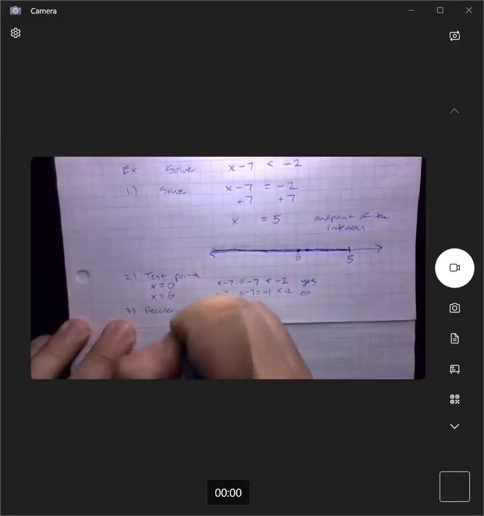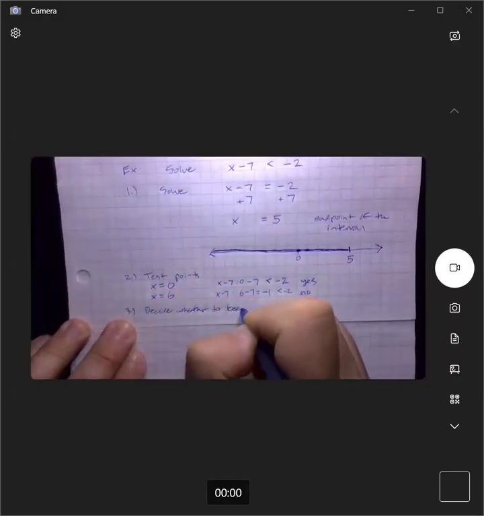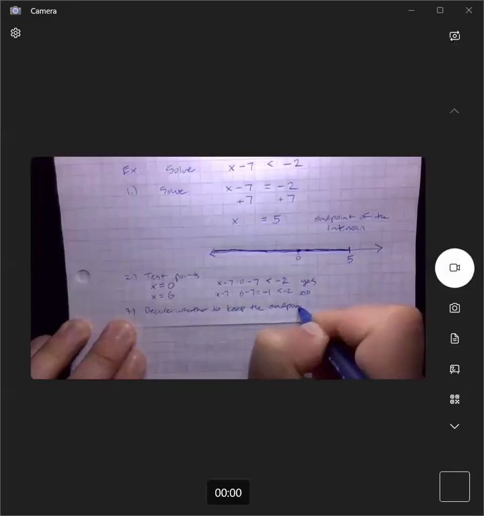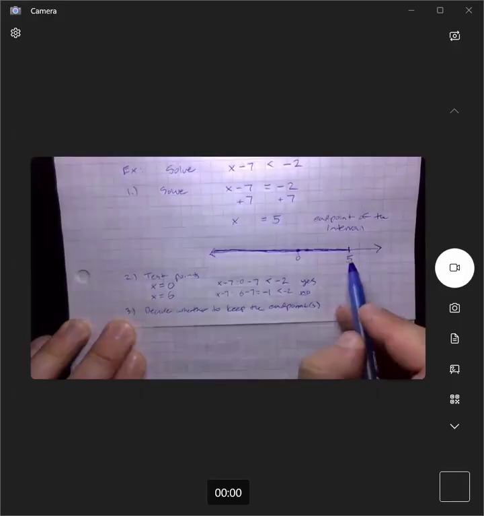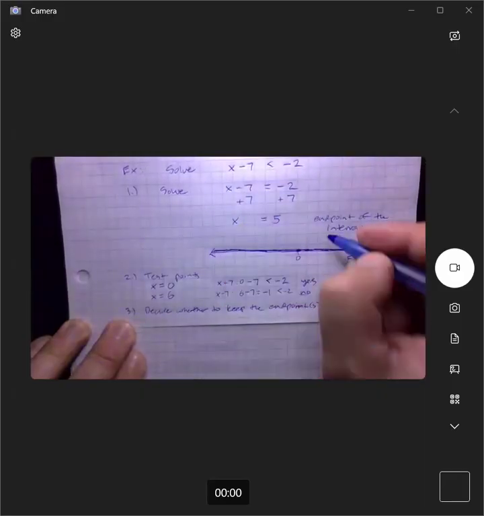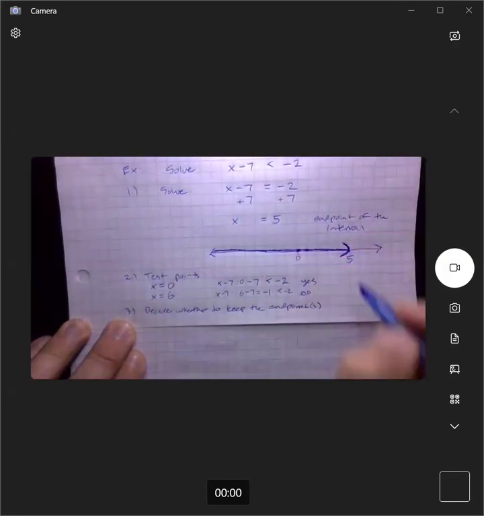Decide whether to keep the endpoints. Do I include 5? Well, for that, I just look at the sign. This is a strict inequality, which means I do not include 5. So I'm going to put an open parenthesis right there.